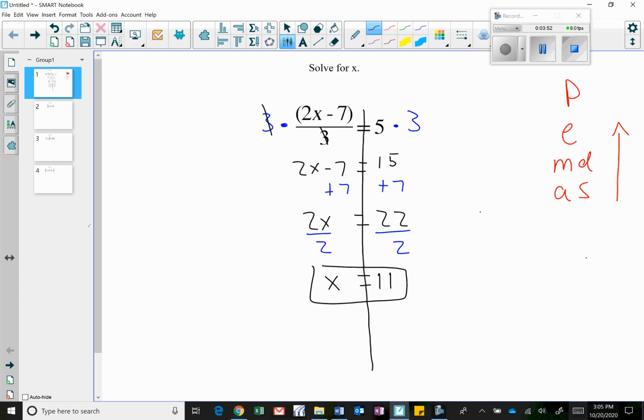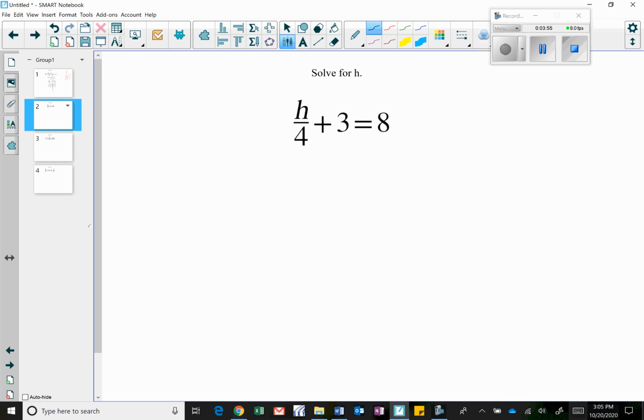Let's try another similar problem. This one's a little bit different. So here I have h divided by 4 plus 3 equals 8. And I'm trying to get h by itself, right? Because now h is the introvert that wants to be left alone. And so I have this division here and I have this addition. Let's worry about this addition first. Let's go ahead and subtract 3. Get that 3 to the other side. And that leaves me with h divided by 4 equals 8 minus 3 is 5.